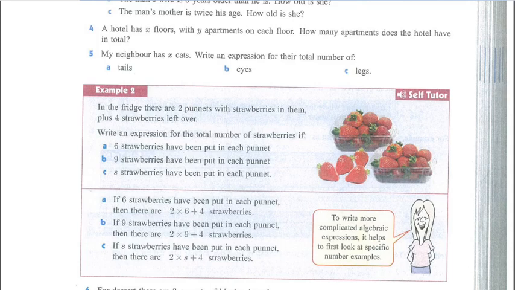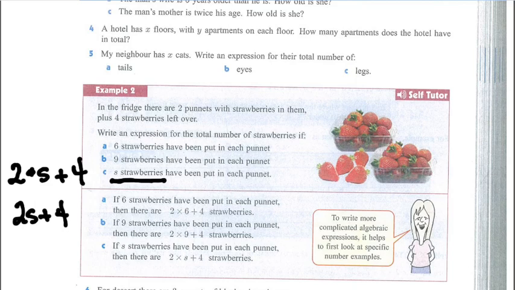Now look at the bottom one. If, I don't even know what that symbol is. Is that an S? Okay, good. Strawberries, of course. If S strawberries have been put in each punnet, now do I have an unknown quantity? Yes. So this one is going to be algebraic, right? So if it's S strawberries have been put into each punnet, still have how many punnets? 2 times how many strawberries in each one? S. Plus how many strawberries left over? 4. And can I simplify that a little bit? Yes. Instead of 2 times S, I could just simply write 2S.